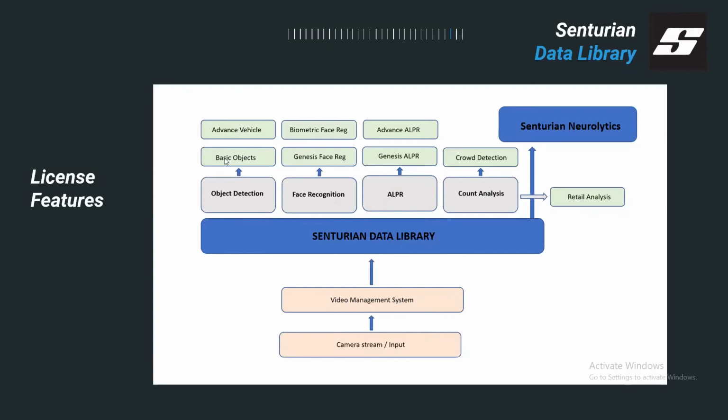We have a basic objects license that you can put in, and you get what we see just now, all the 50 objects. There's an advanced vehicle license that can count vehicles on a road at speeds of more than 80 kilometers per hour, and also determine the color and type of the vehicles. This is already in beta and it's going to be released very soon.